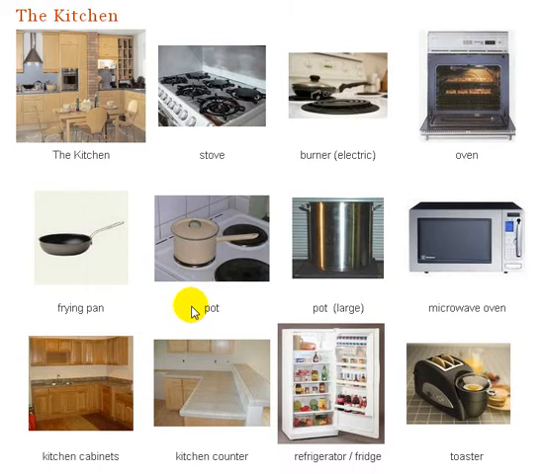This is a pot, and you can see the pot is on the electric stove. You can tell by the coils. These are called coils or burners. This is a large pot. Okay? And then this is, of course, a microwave oven. It uses microwaves, radio waves at very small frequencies, that heat things that you put in the oven.